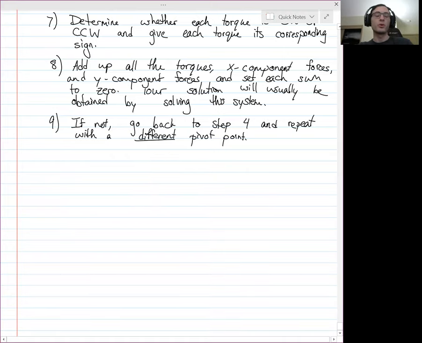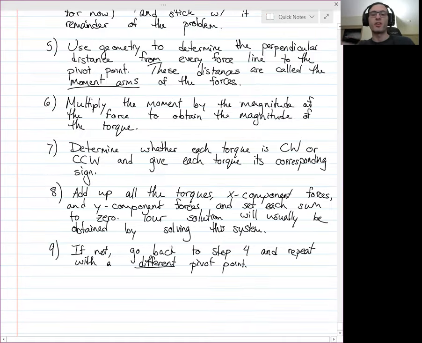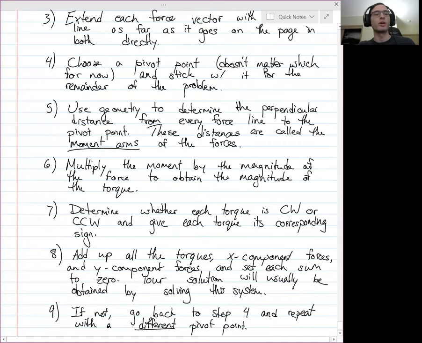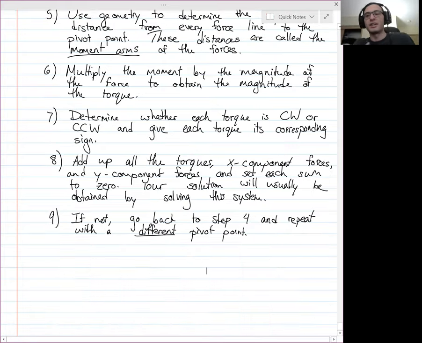Right. So the point of step nine is sometimes you get very unlucky and you choose a bad pivot point that kind of just ignores the value that you're trying to solve for. It just doesn't show up in your equations. And when that happens, you just have to go back and try again with a different pivot point. Now, with experience, it's not a guessing game anymore. You can kind of figure out which would be a good pivot point to use. But in general, you might have to do that.